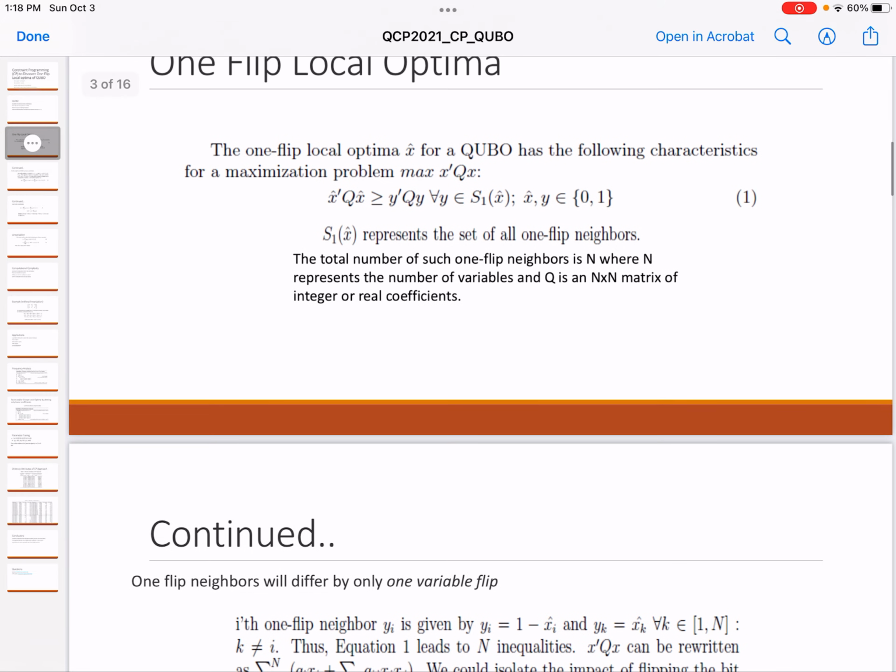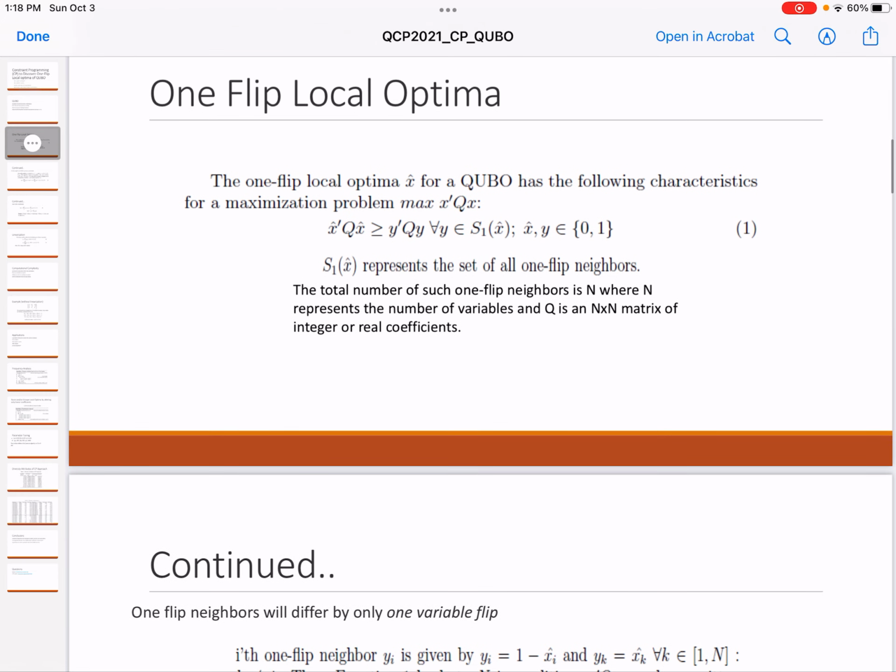Remember, we can utilize a similar framework for figuring out the set of two flip local optima, but that will lead to its own complications because the size of the two flip neighborhood will be O(n) squared.